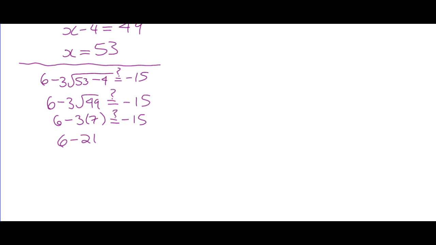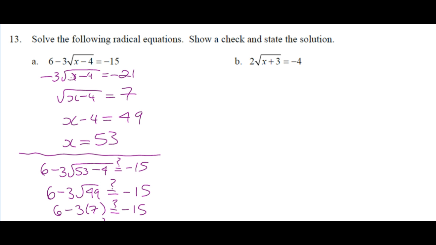6 minus 21, negative 15 equals negative 15, and now I'll change the question mark to a check mark and say, yeah, it is. Really? Okay, number 2, B. What's wrong with B? Just look at it and say, yeah, no.